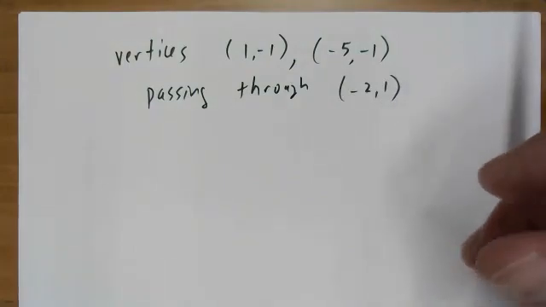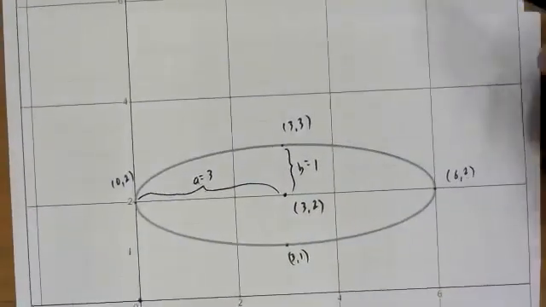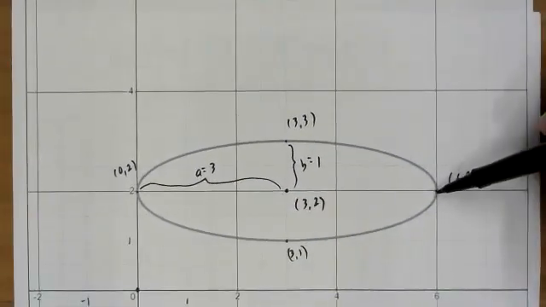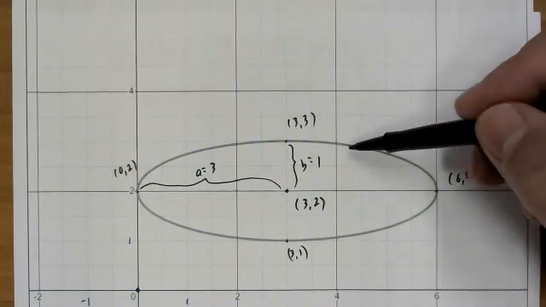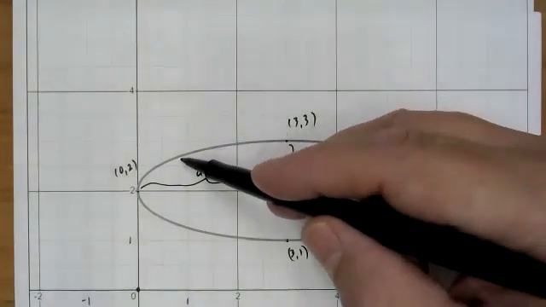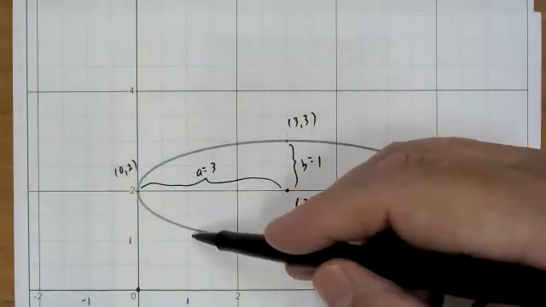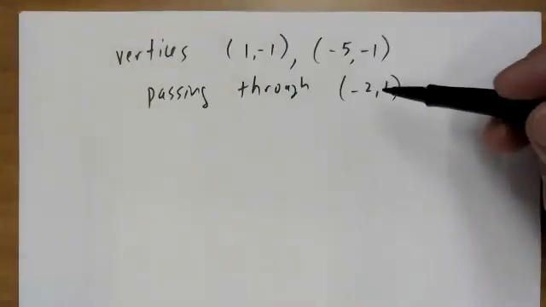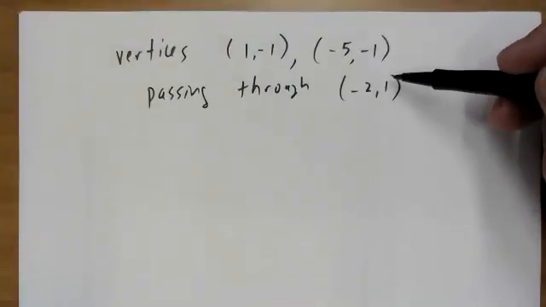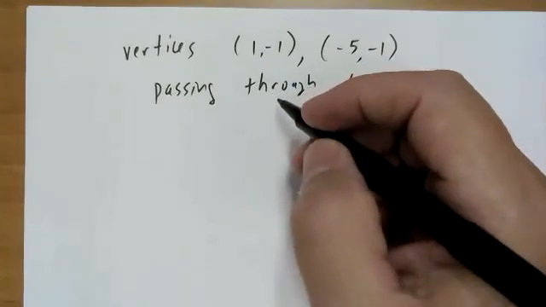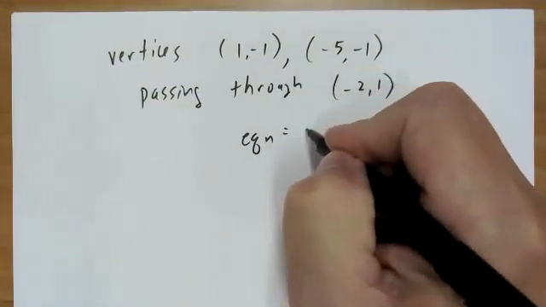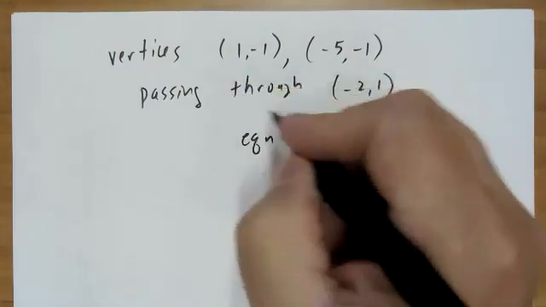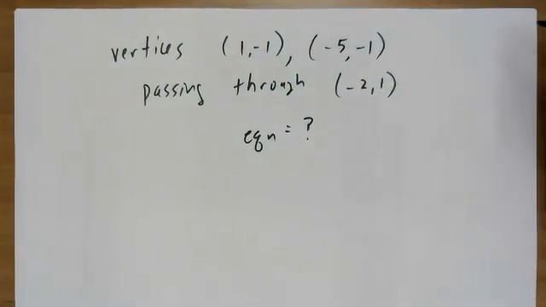Just like if I go back to the previous problem, this point here, 6, 2, is a point on the ellipse. You just look at the ellipse and you choose a point and it's on the ellipse. So they give us 1 point on the ellipse. And then what they want to know is, what's the equation of this ellipse?